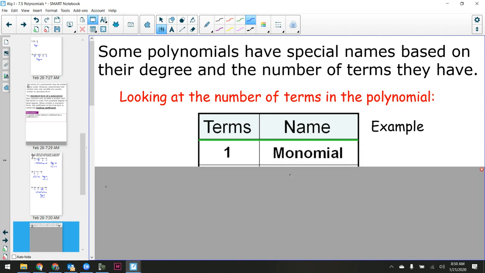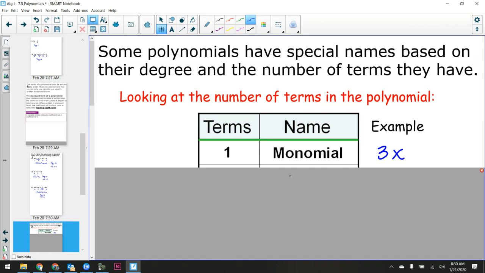Okay. 1 term, monomial. We learned that at the beginning of class. Monomial. Prefix mono meaning 1 or single. An example, heck, 3x. That's just 1 term, right? As long as there's no plus or minus signs in between there, it's just 1 term. Monomial. Mono.